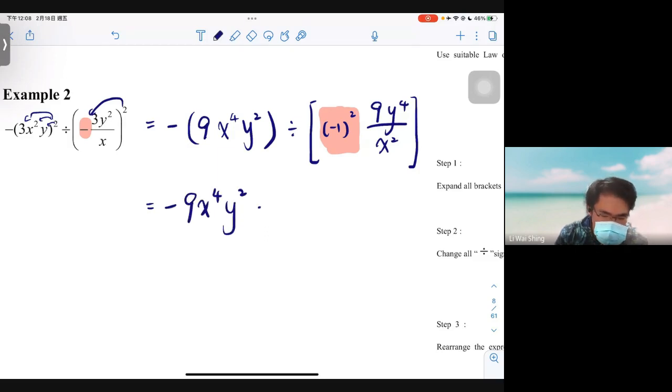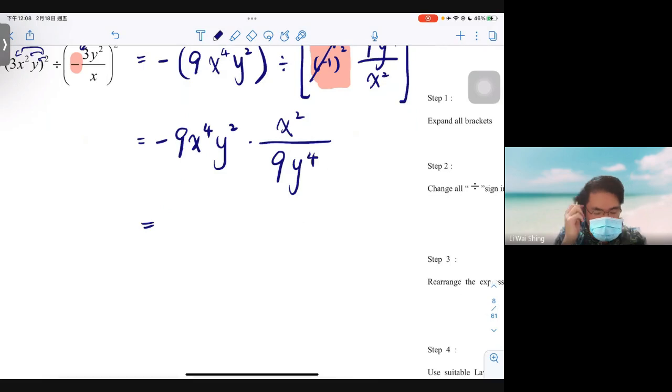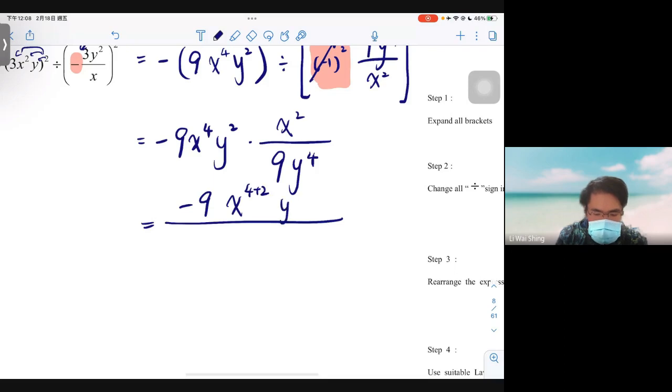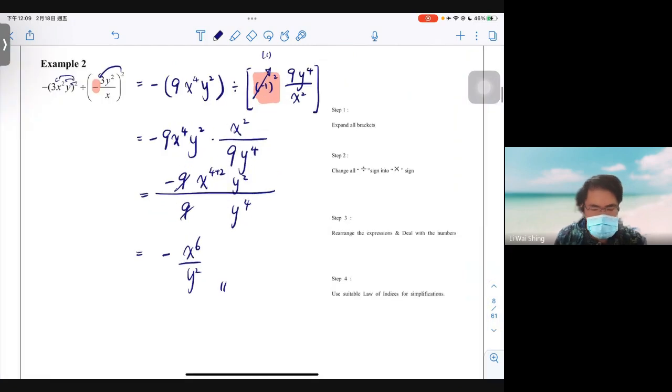Okay, and then 除好變成好，上下要顛倒. So -1 squared is just 1, so you don't need to take care about that. Okay, times x squared over 9y to the power of 4. Just like some of you would have done, combine the numerator first, -9x to the power of 4 plus 2, y squared, over 9y to the power of 4. At last, you will have negative x^6 over y^2 as your answer.